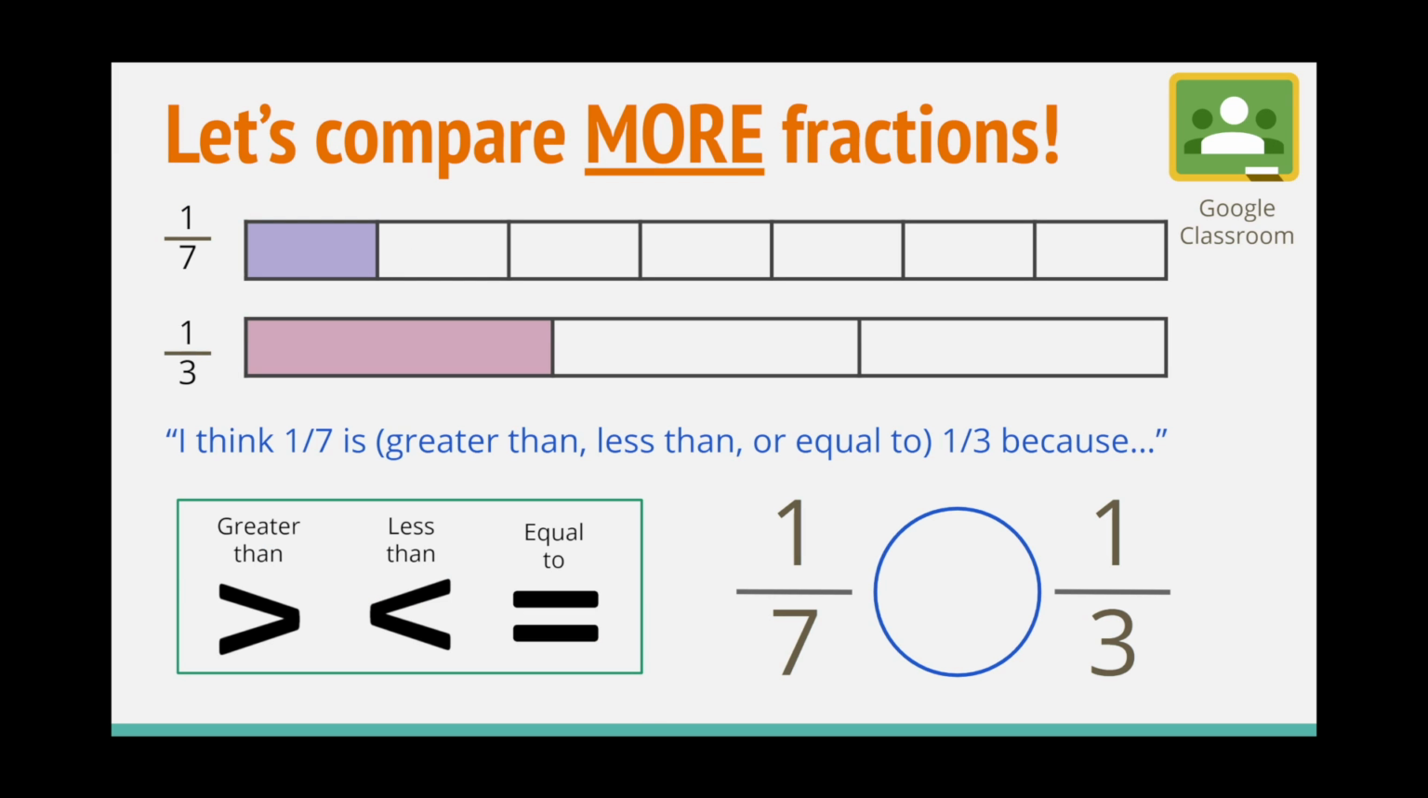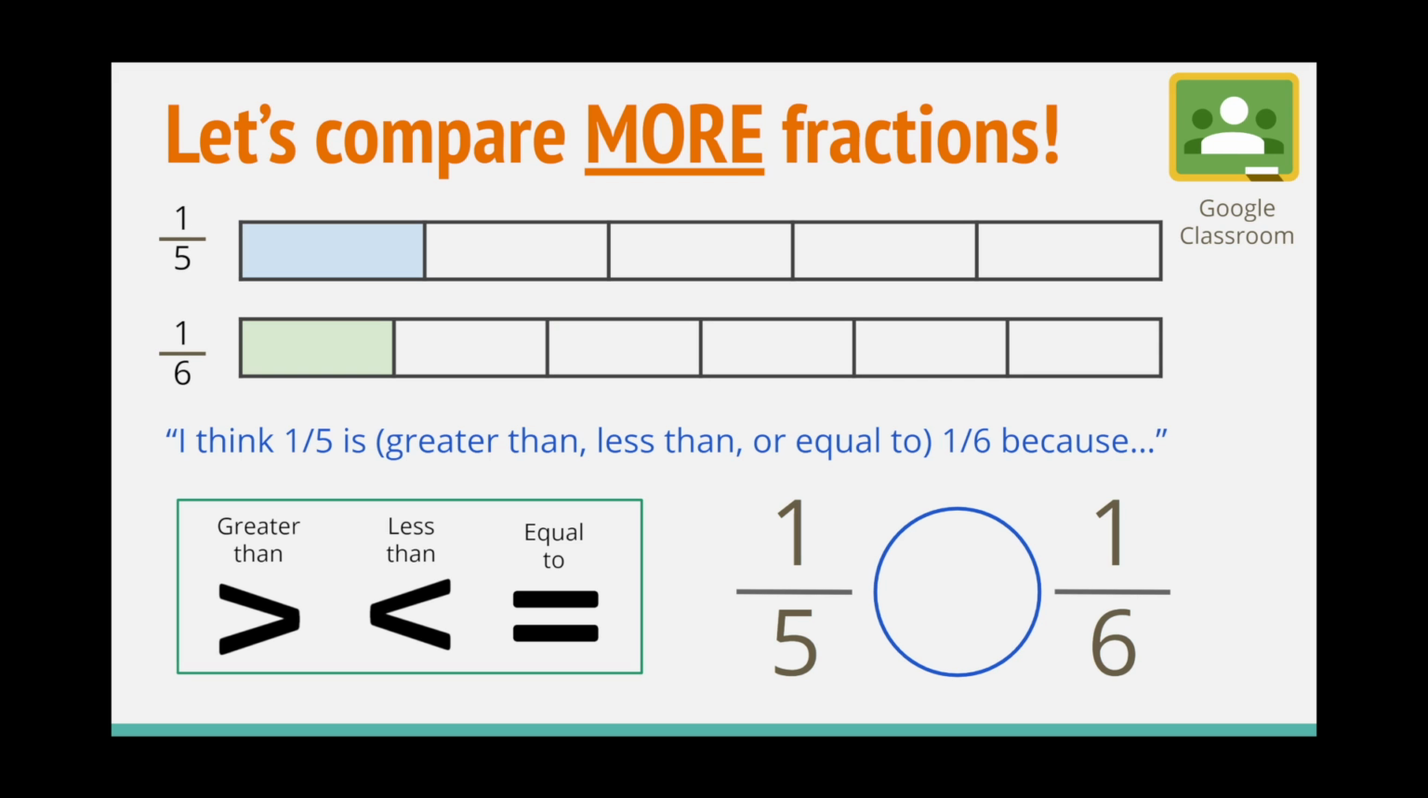So we're going to be comparing 1/7 and 1/3. So I want you to think for a second. I think 1/7 is greater than, less than, or equal to 1/3 because. So I think 1/7 is less than 1/3. When I look at the picture, the purple part is smaller than the pink part. So 7ths, if you divide something into 7 parts, each part's going to be a lot smaller than if we only broke something up into 3 parts.